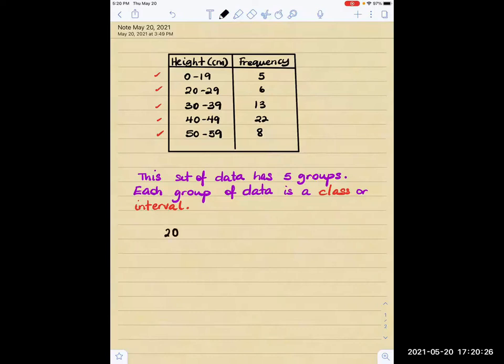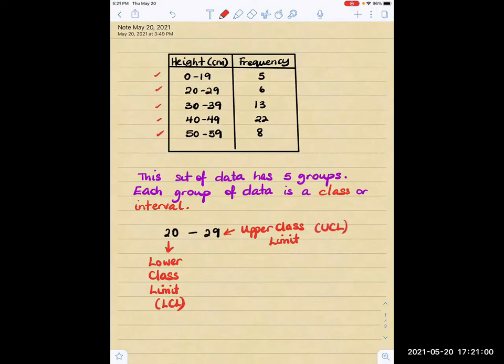So we have the group or interval 20 to 29. We have 2 values, a lower value and a higher value. The low value we call the lower class limit, and the high value we call the upper class limit. In abbreviated form, this is the LCL. Similarly, this is the UCL. So those are the limits of each class or interval.